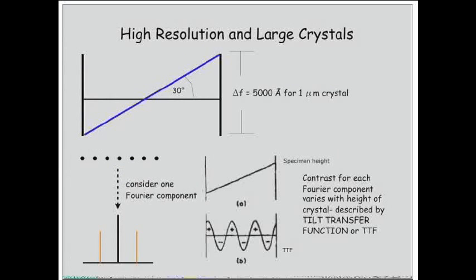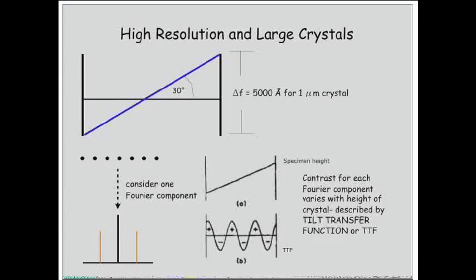So here's our tilted crystal. Let's imagine that our crystal is made up of a repeating lattice, and let's just think of one Fourier component from that lattice. Here's our repeating component in real space as we go across the crystal, and in Fourier space, that gives you two Friedel-related spots here.